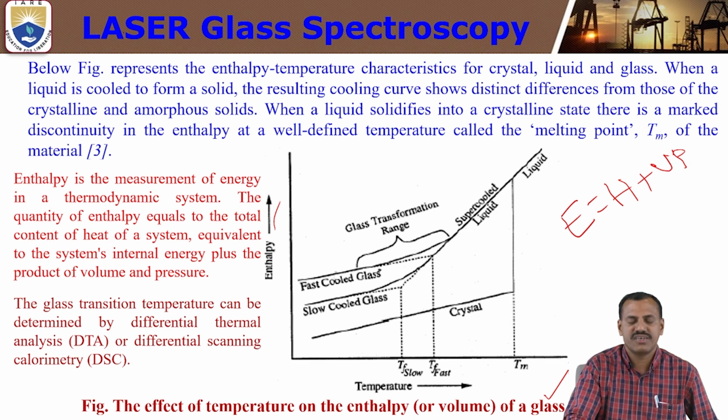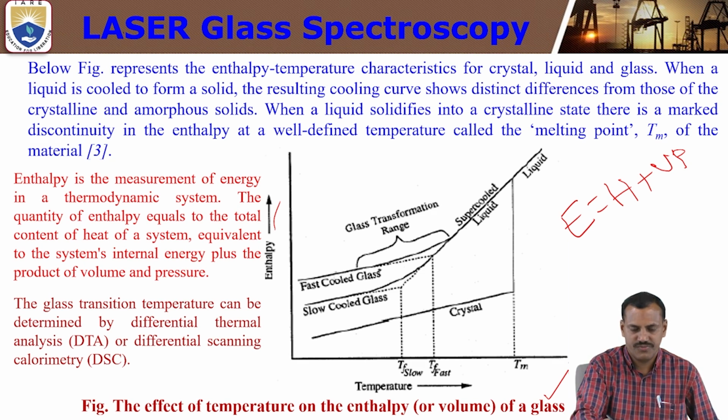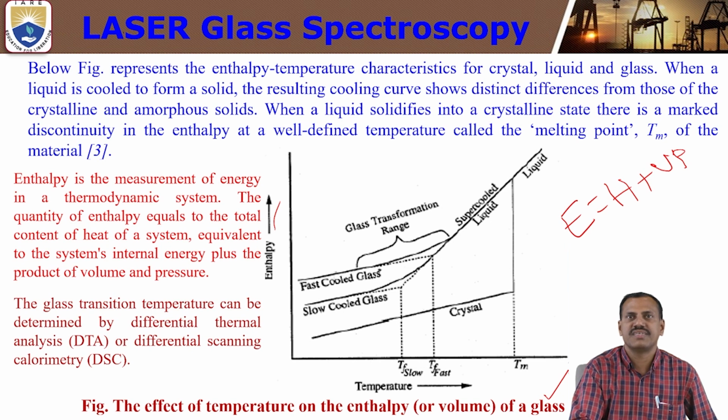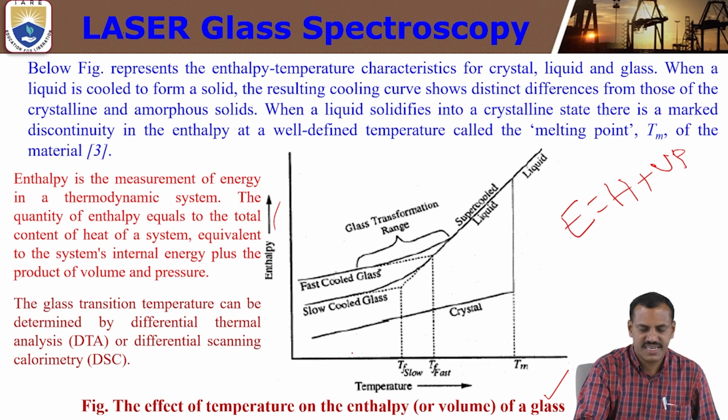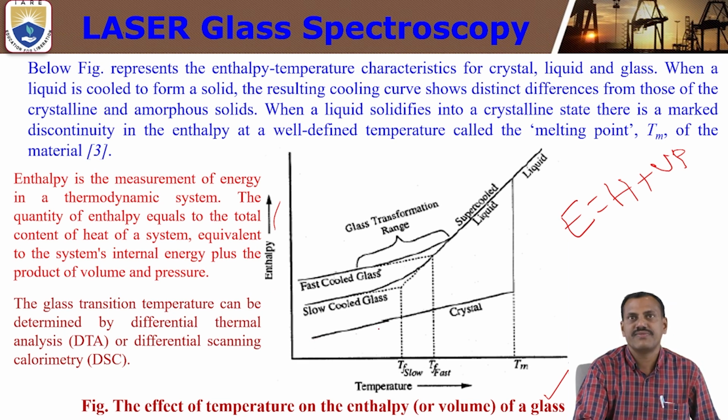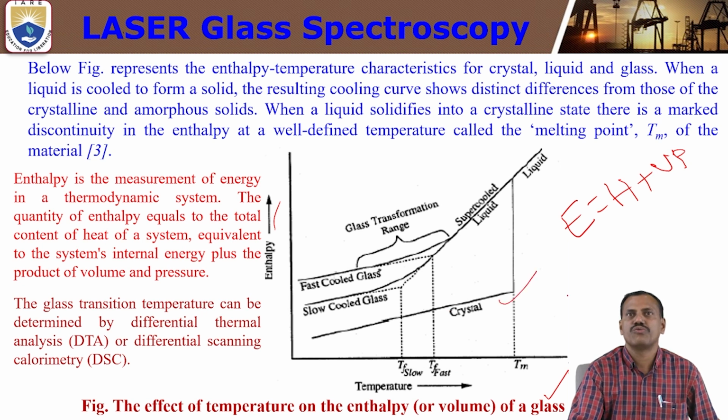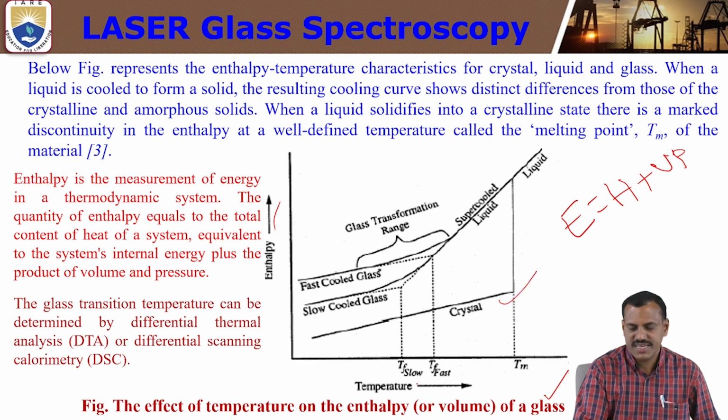By using this graph, you can see where the crystalline forms and where glass forms. By using this diagram, temperature versus enthalpy, you can see how glass formation takes place. Here the x-axis is temperature and the y-axis is enthalpy. The first curve is the crystal nature, meaning slow cooling. Enthalpy is low and temperature is low, and it goes on to the formation of crystals.